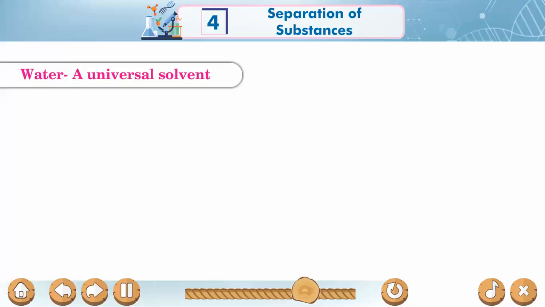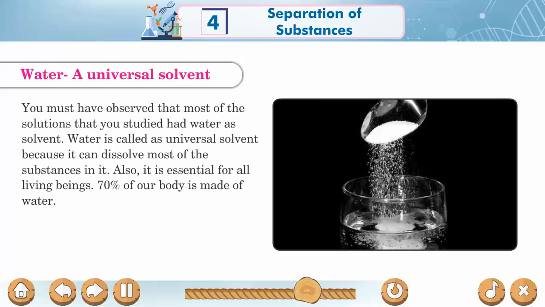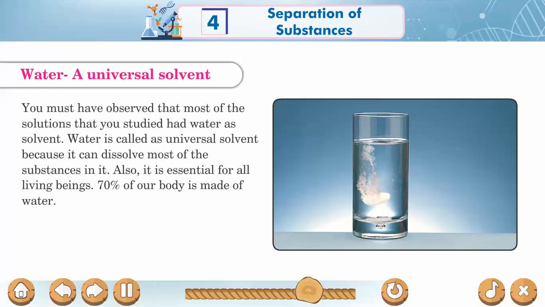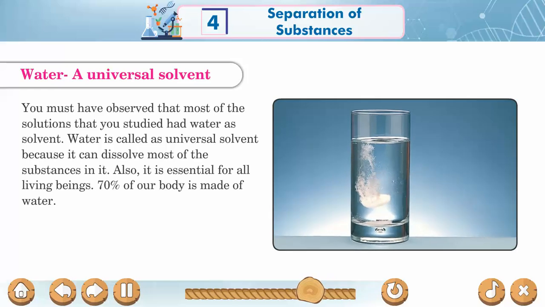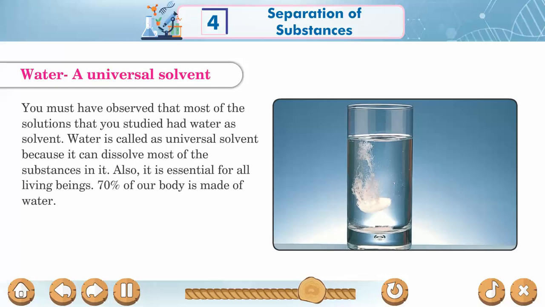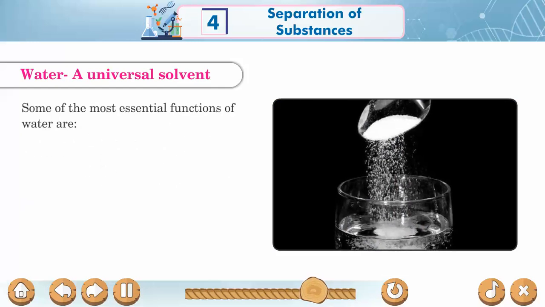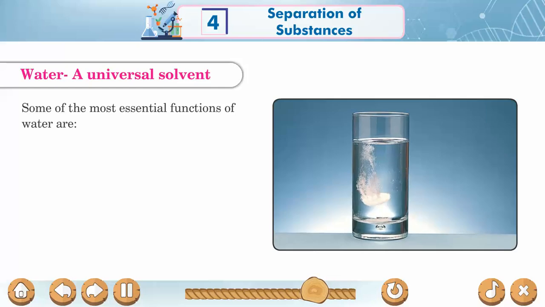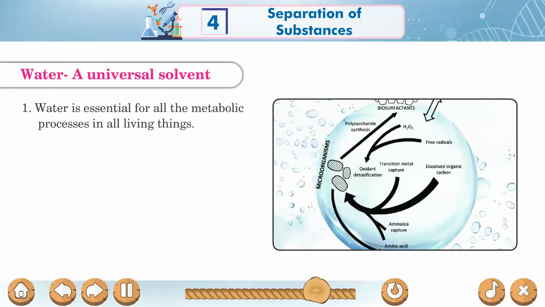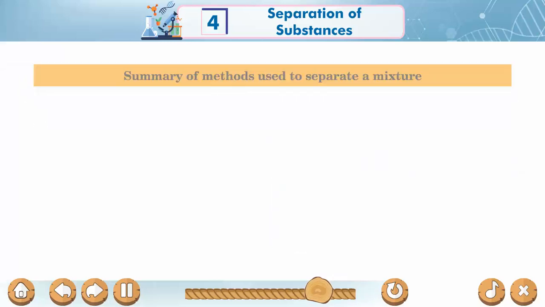Water, a universal solvent. You must have observed that most of the solutions that you studied had water as solvent. Water is called a universal solvent because it can dissolve most of the substances in it. Also, it is essential for all living beings. 70% of our body is made of water. Some of the most essential functions of water are: water is essential for all the metabolic processes in all living things. It dissolves more substances than any other liquid.